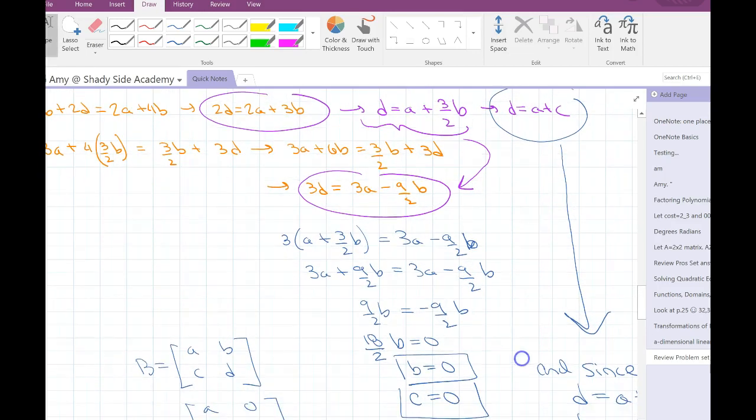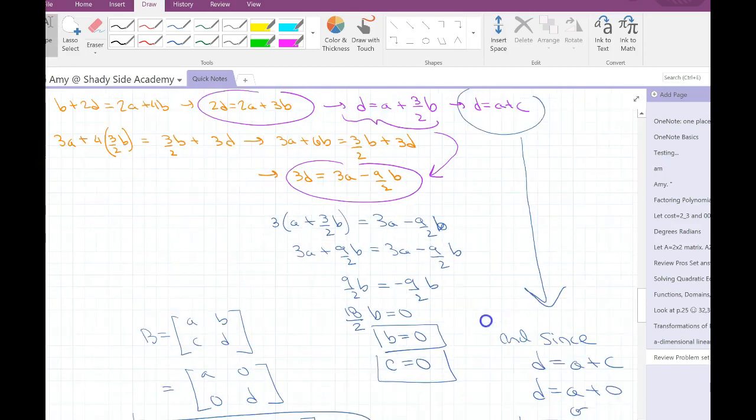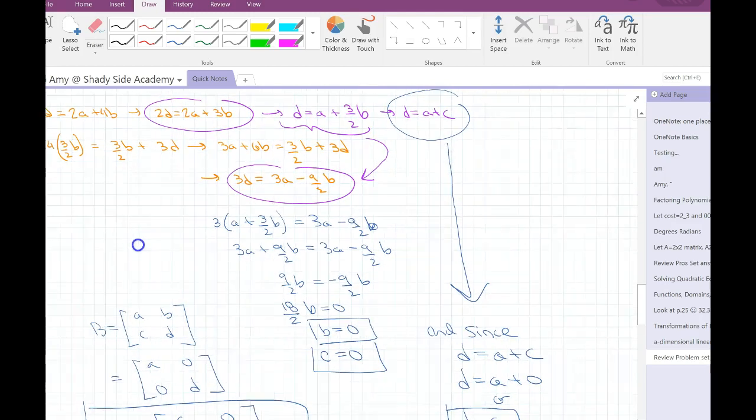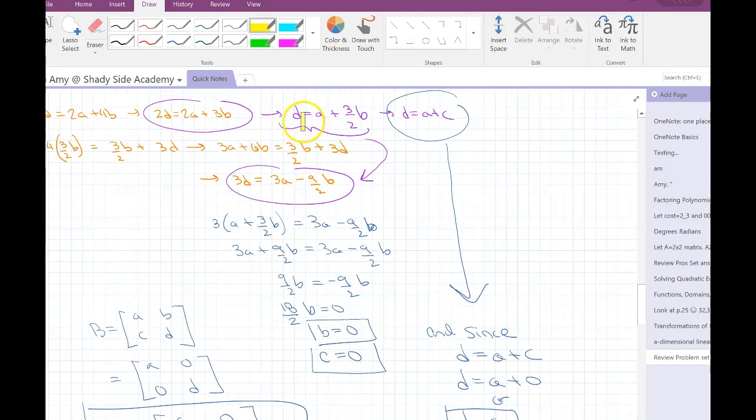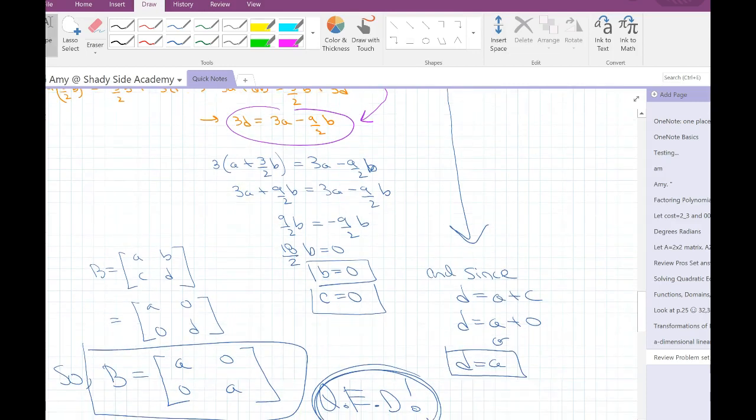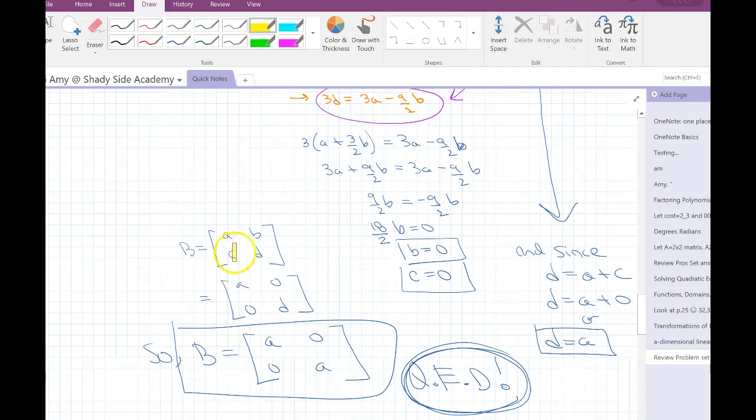If B equals 0 and C equals 0, that's when I went back up to here. So look over here. I wrote this equation, this was equation 3. It became D equals A plus 3 halves B, but 3 halves B is just C. So if D equals A plus C and C is 0, that means D has to equal A. Which means B, which has the form A, B, C, D, must be a matrix where B and C are 0, and A and D have to be the same. So B must look like this. A could be any number, but they have to be the same, and these have to be zeros, okay?